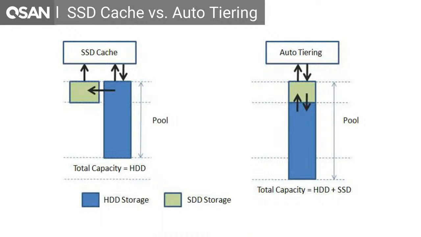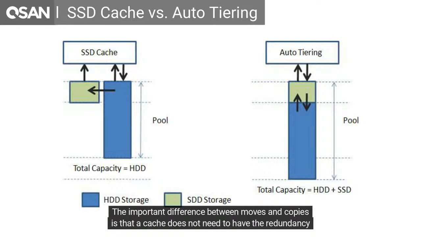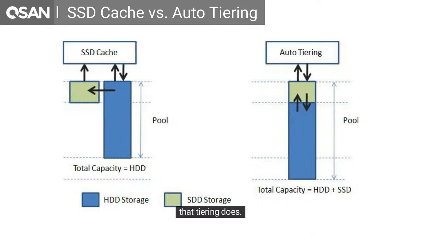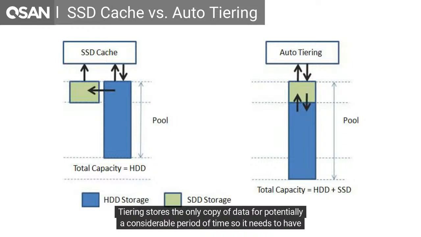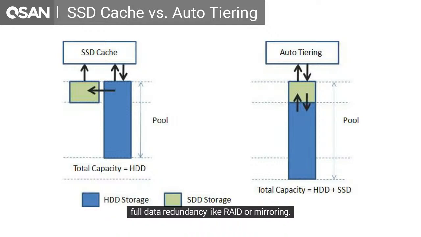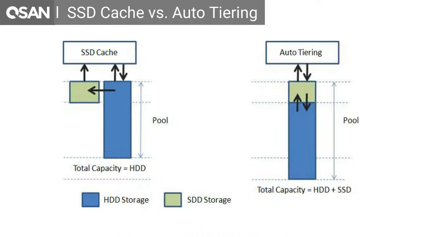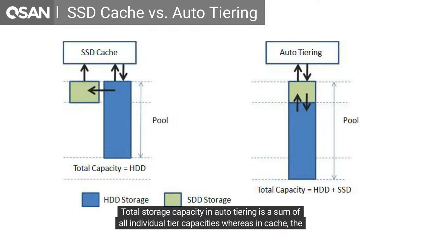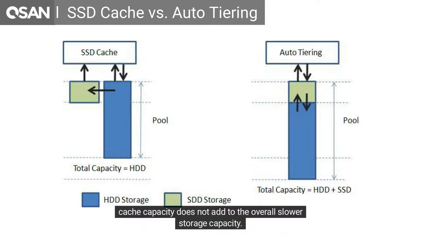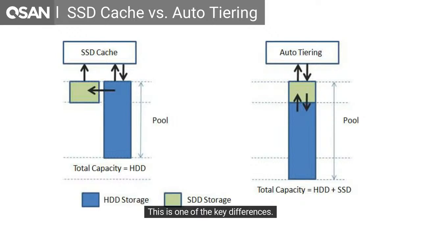to HDD. The important difference between moves and copies is that a cache does not need to have the redundancy that tiering does. Tiering stores the only copy of data for potentially a considerable period of time, so it needs to have full data redundancy like RAID or mirroring. Total storage capacity in auto tiering is a sum of all individual tier capacities, whereas in cache, the cache capacity does not add to the overall slower storage capacity. This is one of the key differences.